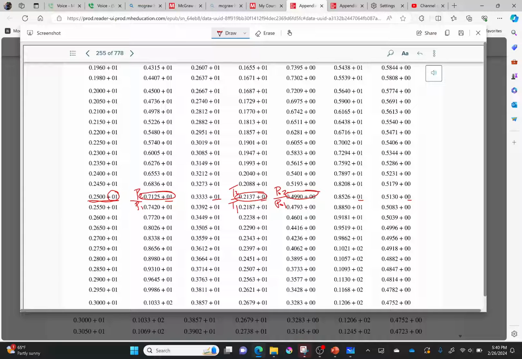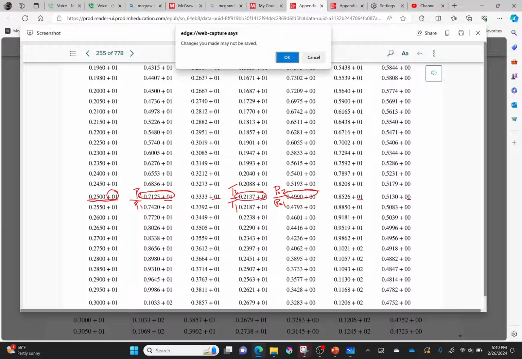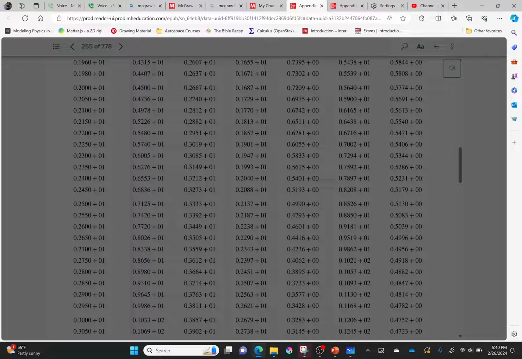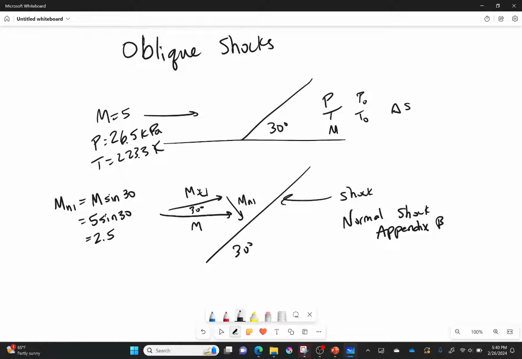Okay, I just want to show you where this came from so you're not confused when I suddenly have these values. Tables are super important for oblique shocks, for normal shocks, for expansion fans. Go use the tables. So let's jump back to the problem. Okay, and here we are. So now I want to use the values I found to help me solve for the rest.